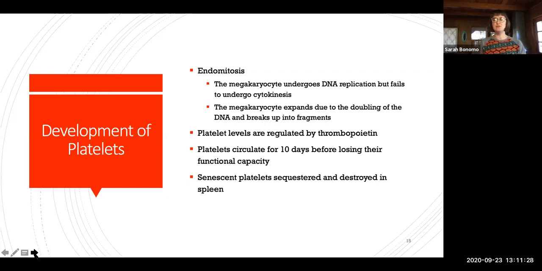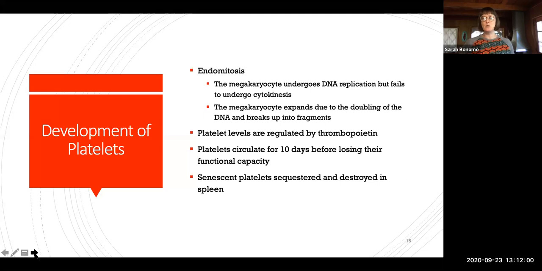Platelet levels are regulated by something called thrombopoietin. If you think of thrombo or thrombosis, that's a clot. So when we think of platelets, the colony stimulating factor is thrombopoietin. Platelets only circulate for 10 days, and then they don't really work effectively anymore. Whereas red blood cells last about 120 days, platelets really and truly last 10 days max. So we're constantly making more platelets.